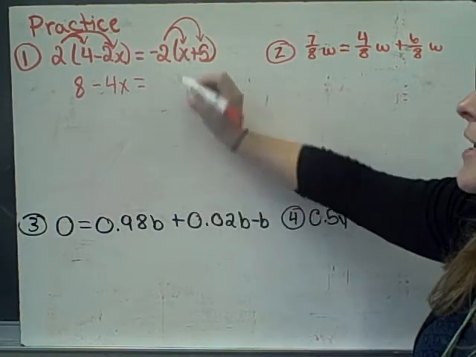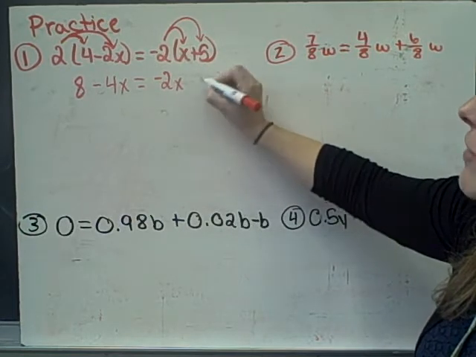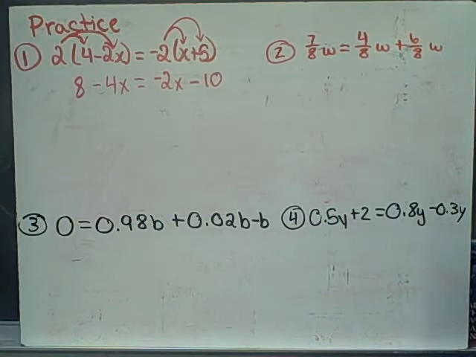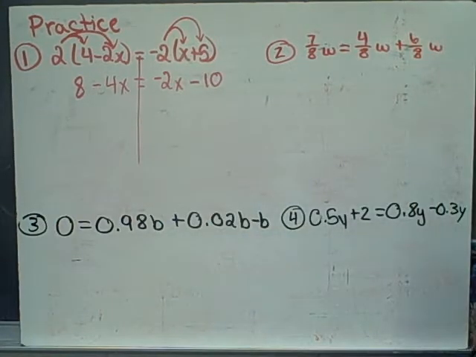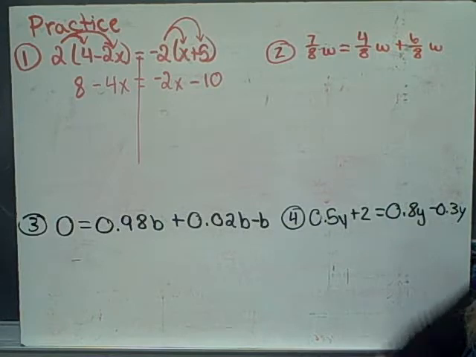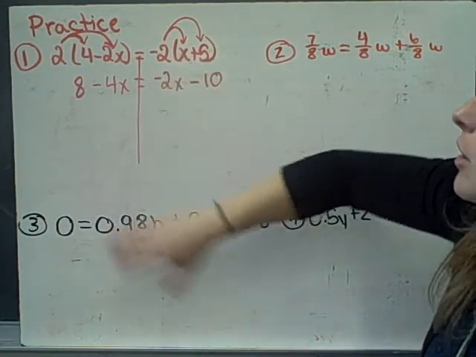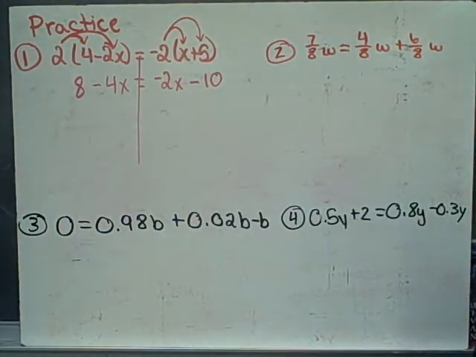Negative 2 times x is a negative 2x. Negative 2 times 5 is a minus 10. Okay, so that's the distributive property. I've done it to both sides. Next step is to combine like terms. If I look here, are those terms alike? They're not. I look at the other side, are those terms alike? They're not. So we can move on.